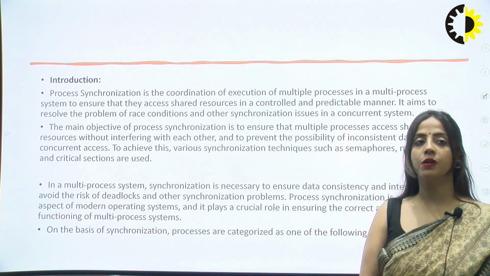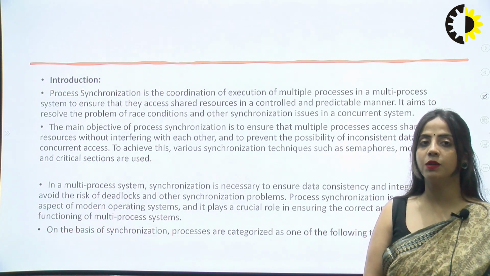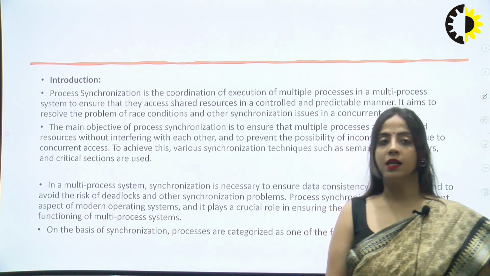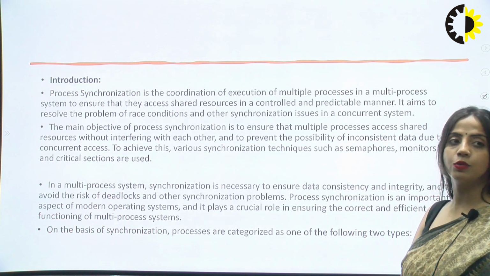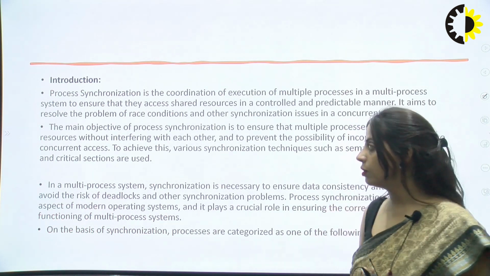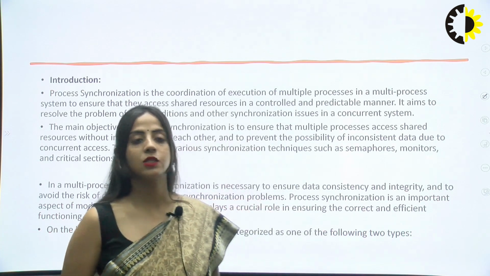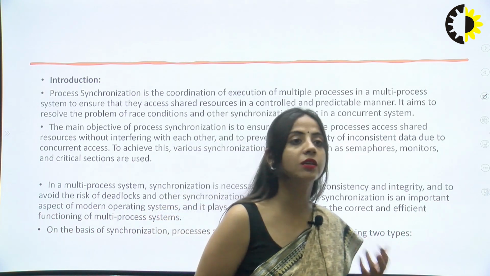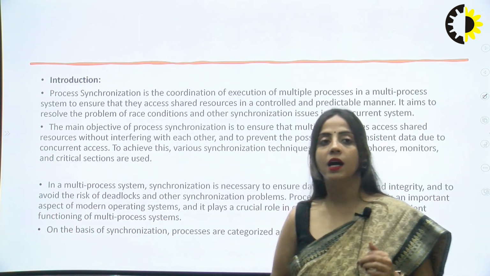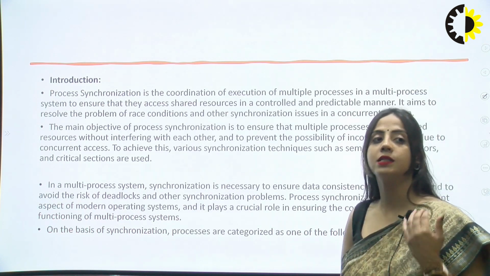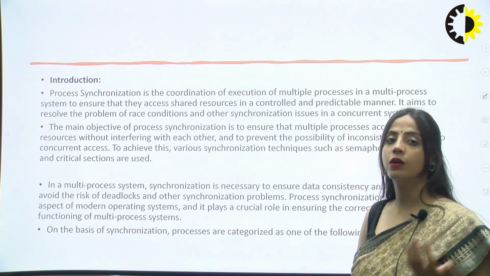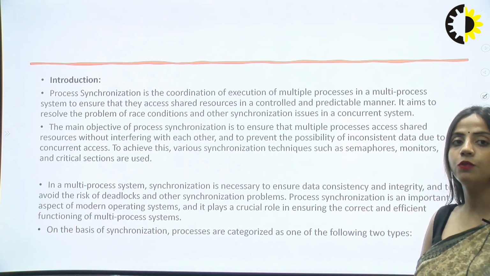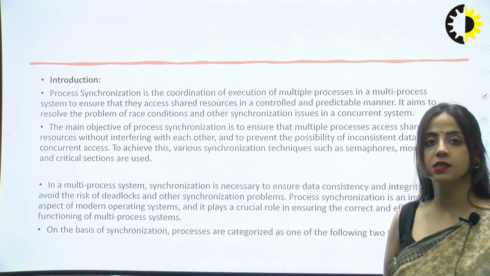The main objective of process synchronization is to ensure that multiple processes access shared resources without interfering with each other, and to prevent the possibility of inconsistent data due to concurrent access. So what does process synchronization aim at? It prevents the inconsistency which can occur due to concurrent access of resources. To achieve this, various synchronization techniques such as semaphores, monitors and critical sections are used.